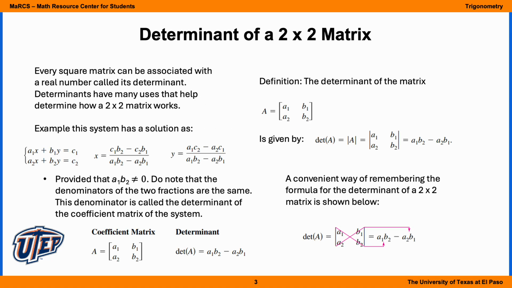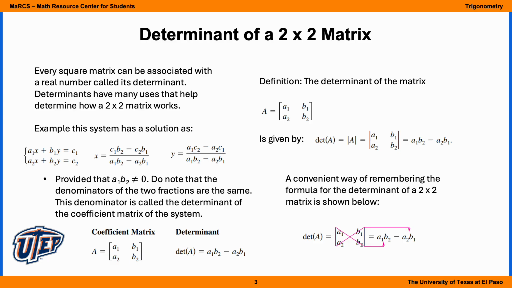The definition of the determinant of a 2x2 matrix goes as follows. So A is a 2x2 matrix with the entries A1, B1, A2, B2. So the determinant of A is equal to A1 times B2 minus A2 times B1.